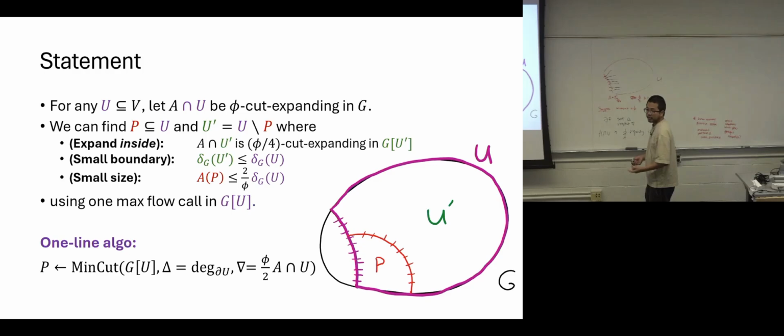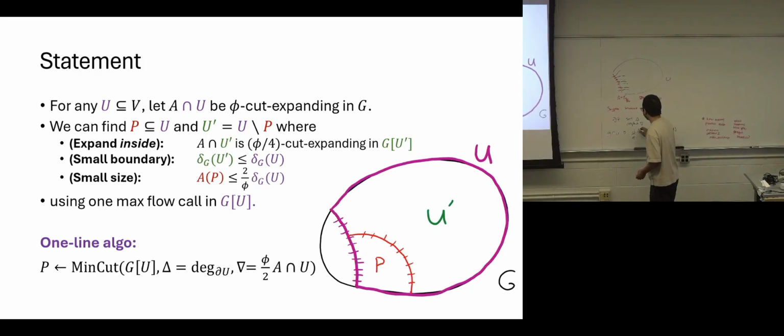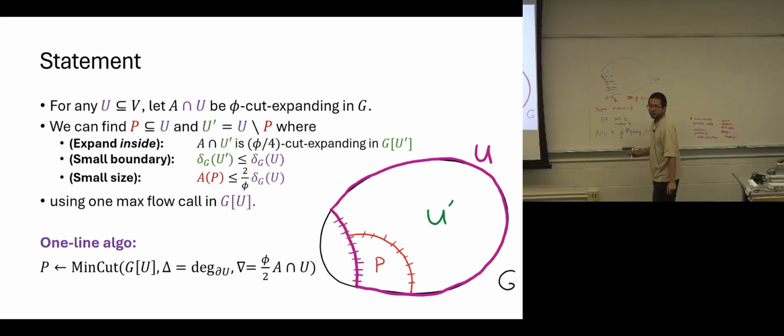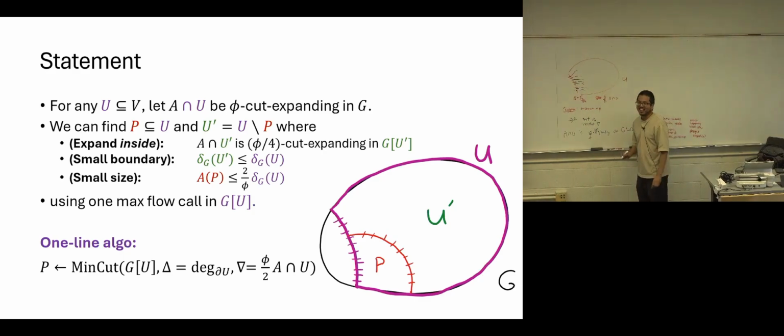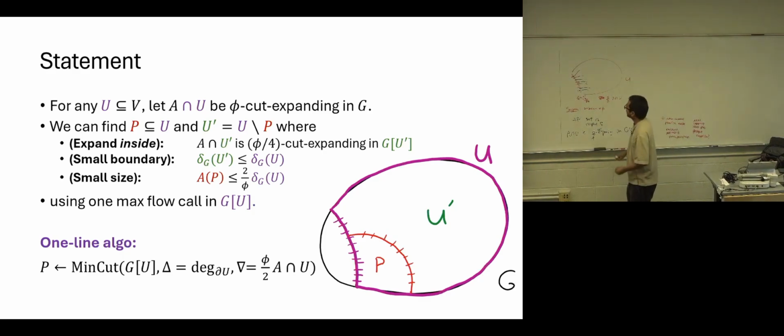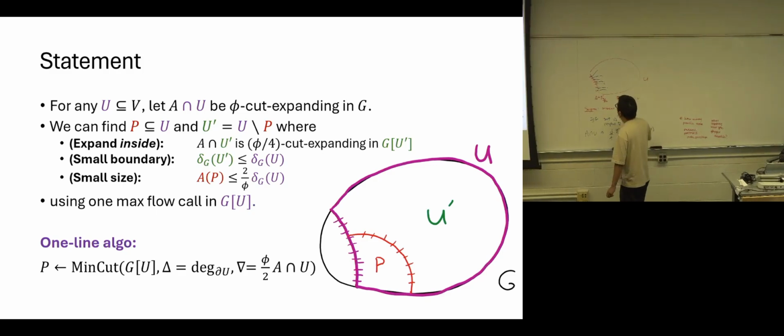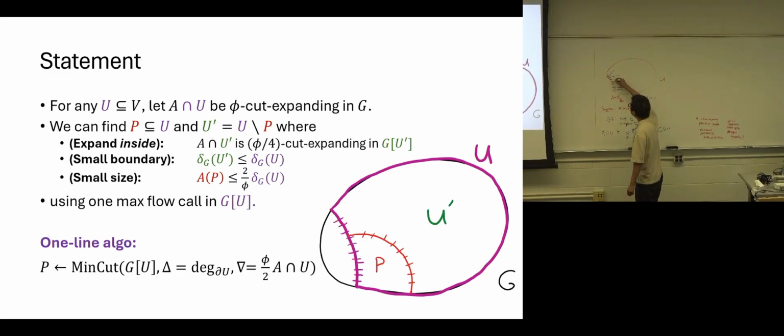Let's prove by contradiction. This is cut expansion. Okay, it's quite important. This is cut expansion. I don't know the proof of flow expansion. Okay, so suppose that it's not cut expanding. It means what? It means that there must exist a sparse cut inside this.